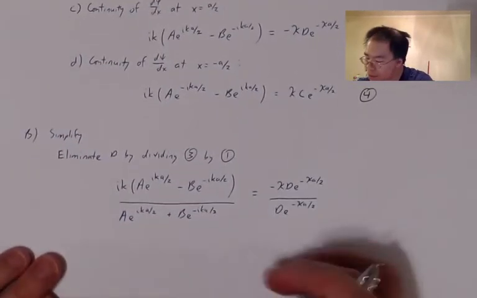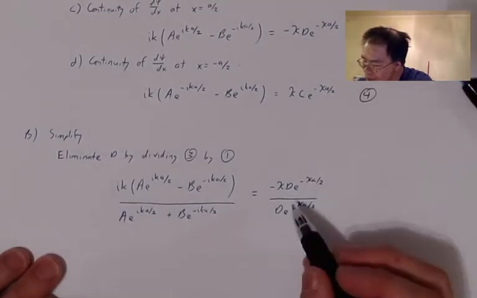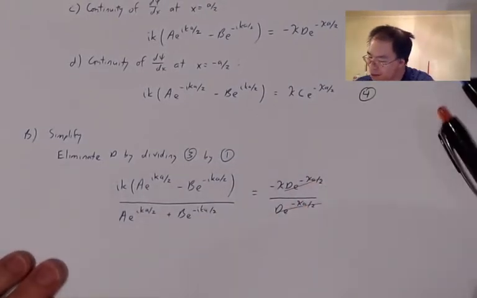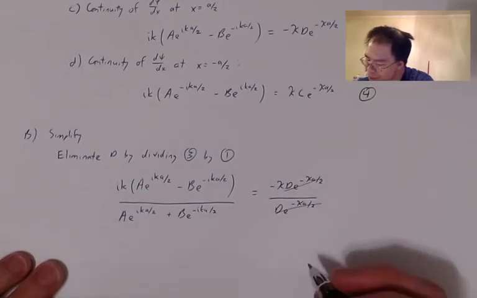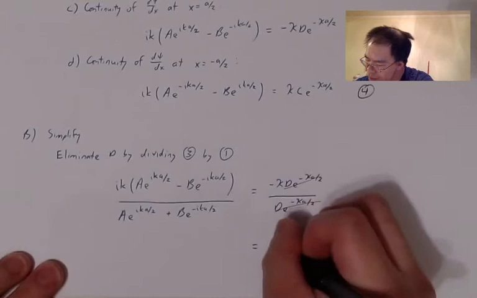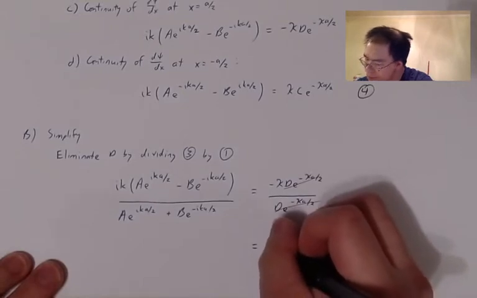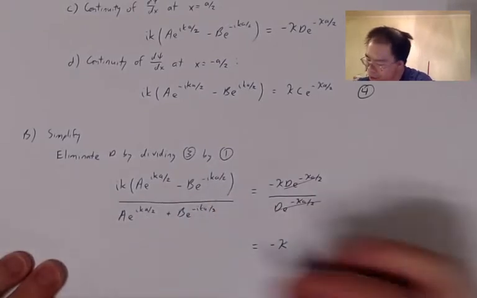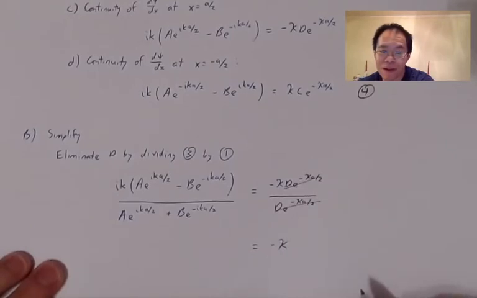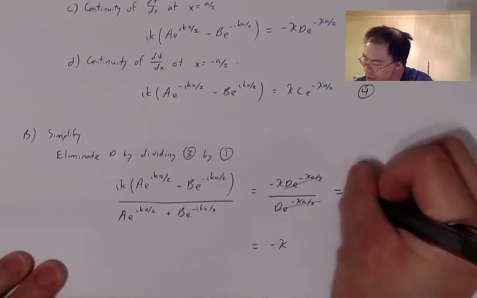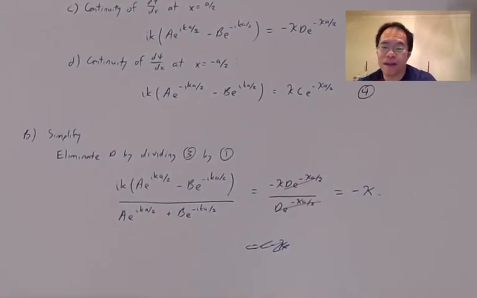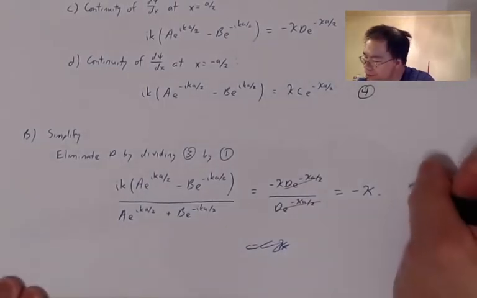So notice now, the d's cancel, and in fact, all of this cancels. So I'll just send all of that away, and we're left with minus kappa on the right, equaling all of this on the left. Let me not bother to rewrite that. I'll just say that that equals minus kappa. All right, and this is a result. Let me call this equation 5 here.